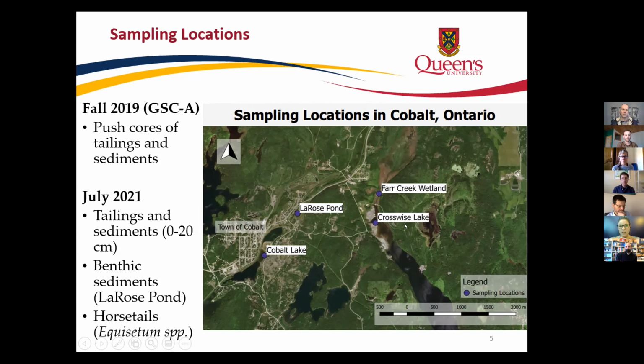Before I move on, I just want to point out that you see Crosswise Lake and Cobalt Lake both received mine waste and tailings from several different mines and mills in the region. Crosswise Lake here feeds north into Far Creek wetland, where there are contaminated sediments now, and LaRose Pond received tailings from the LaRose mine and mill.